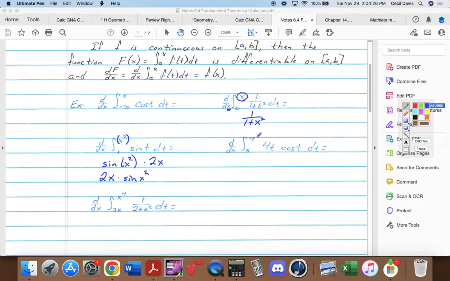All right, what's different about this one? Yeah, well, I don't want it that way, do I? What happens if I switch those? Yeah, so this is just the derivative with respect to x of the opposite of the integral from 7 to x of 4t cosine t dt.